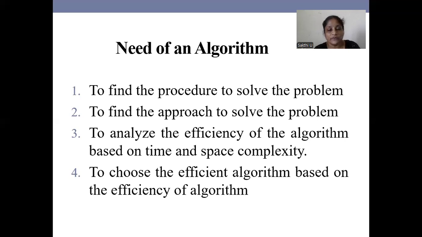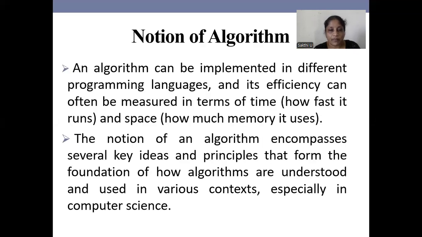There are n number of problems in a domain, so we find the best solution among multiple solutions, choosing the efficient algorithm based on time efficiency. Now, the notion of an algorithm: an algorithm can be implemented in different programming languages, and its efficiency can be measured in terms of time and space. How much time an algorithm takes to produce a result is called running time or execution time, and how much memory it occupies in a computer is called space complexity.